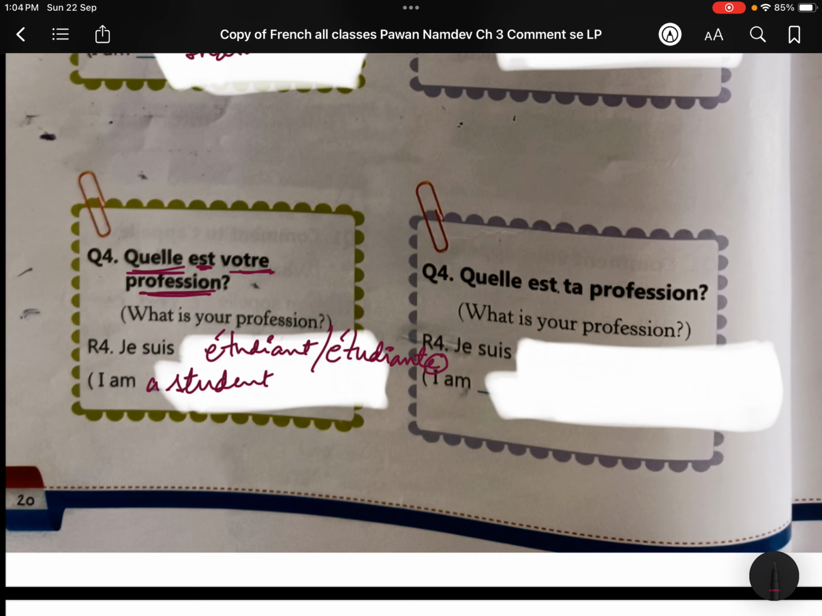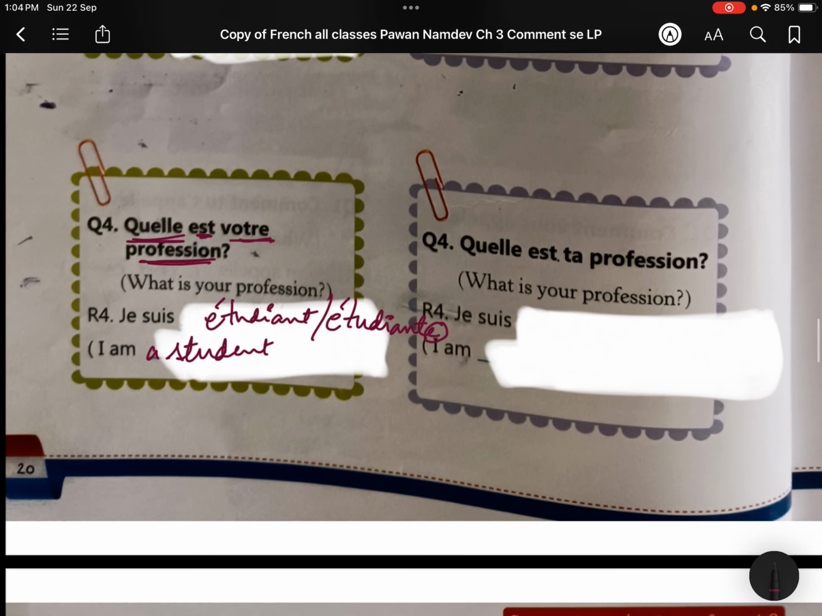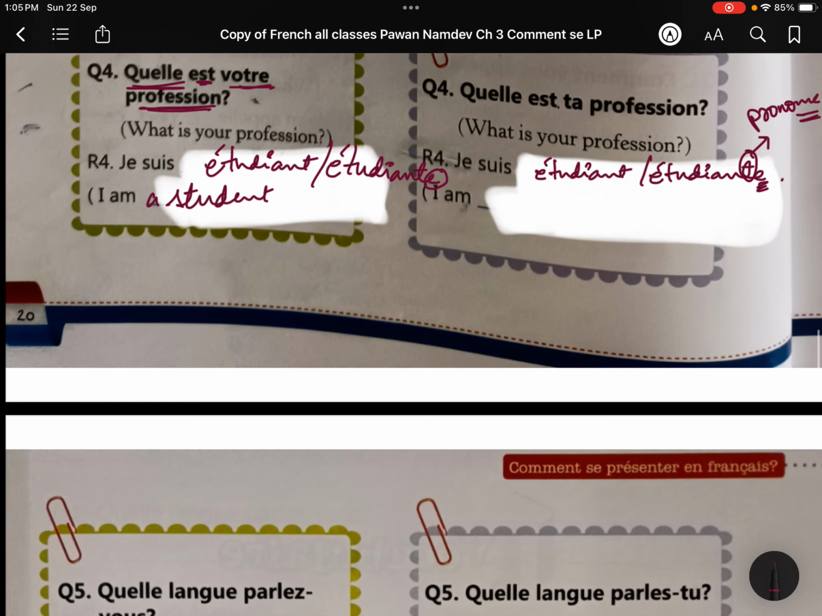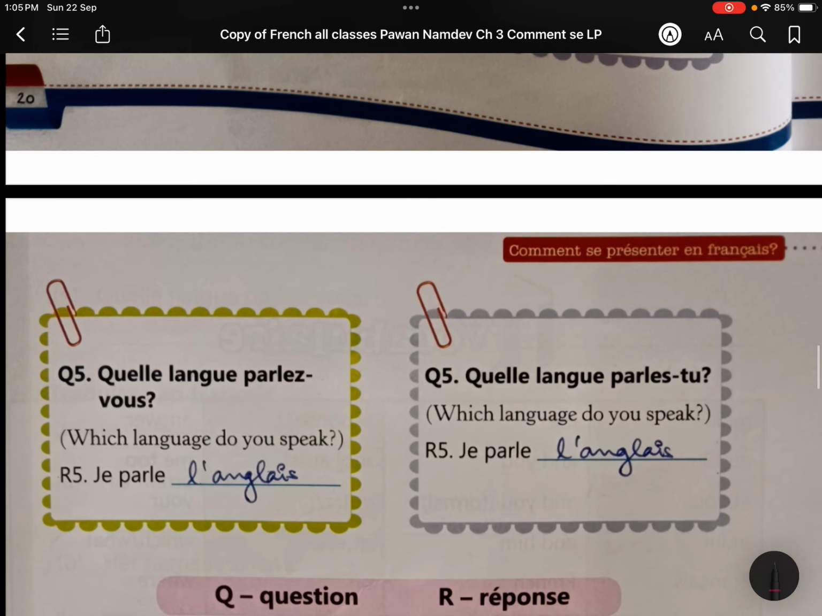All right. In English, we are having the same word, student. Ta profession, informal way of asking, same answer. You can just try. Étudiant. We have to pronounce this t because we are having e in the last. That is why this is pronounced. You have to pronounce it. I am a student.